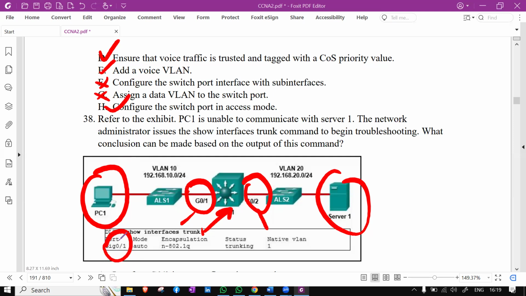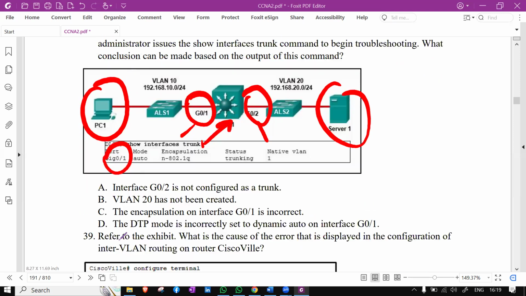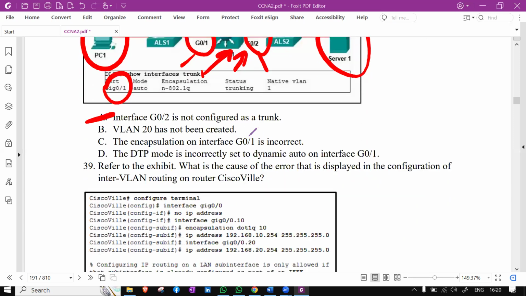Is it making sense? Going back to the answers, which one is close? This one: interface GigabitEthernet 0/2 has not been configured as a trunk. If it were configured as a trunk, it would show up in the show interface trunk output. So our answer is A for that one.